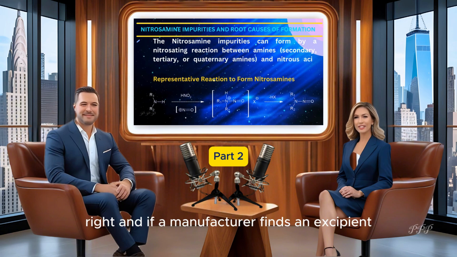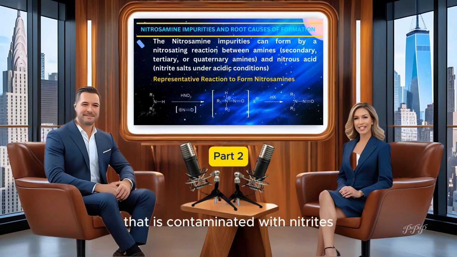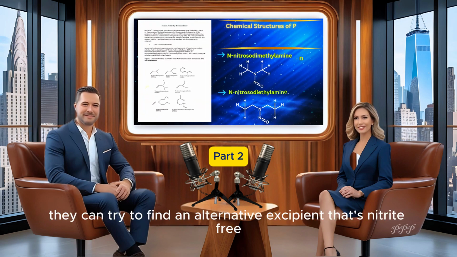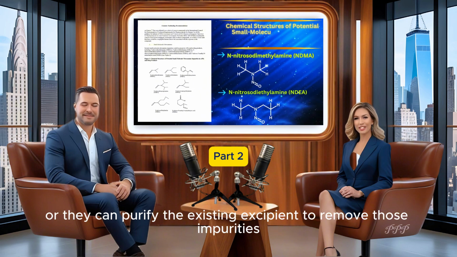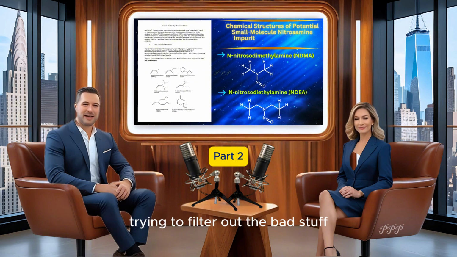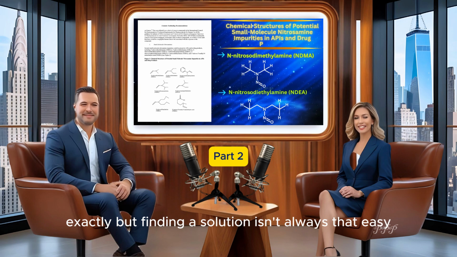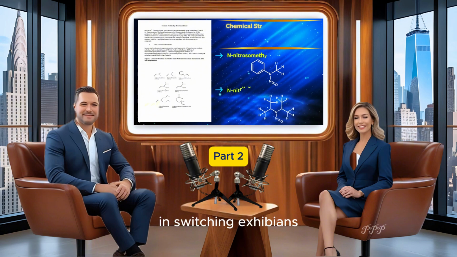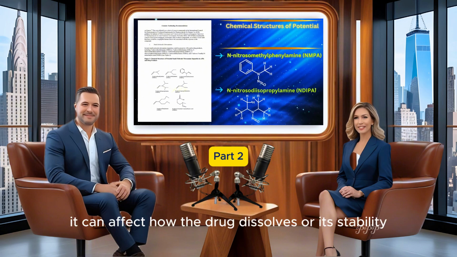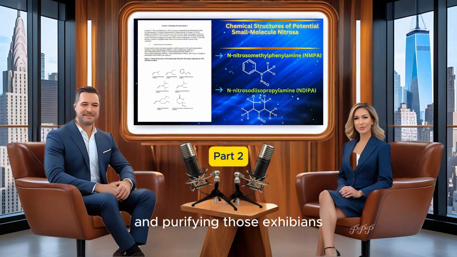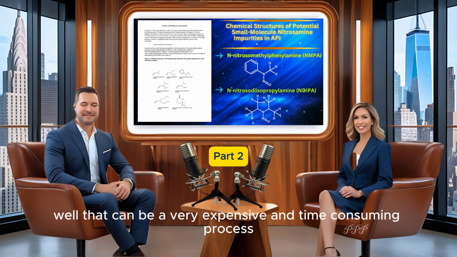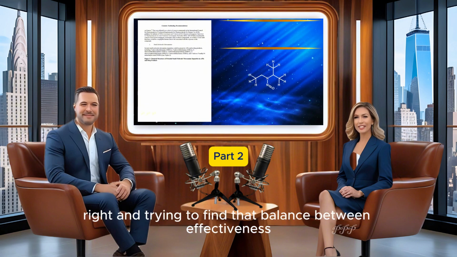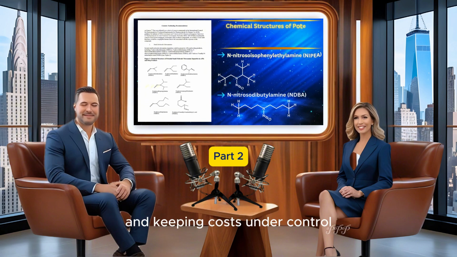Right, and if a manufacturer finds an excipient that is contaminated with nitrites, they have a couple of options. They can try to find an alternative excipient that's nitrite-free, or they can purify the existing excipient to remove those impurities. Trying to filter out the bad stuff. Exactly. But finding a solution isn't always that easy. We talked earlier about those trade-offs involved in switching excipients. It can affect how the drug dissolves or its stability. And purifying those excipients, well, that can be a very expensive and time-consuming process, so it really becomes a balancing act. Weighing those benefits against the costs. Right, and trying to find that balance between effectiveness and keeping costs under control.